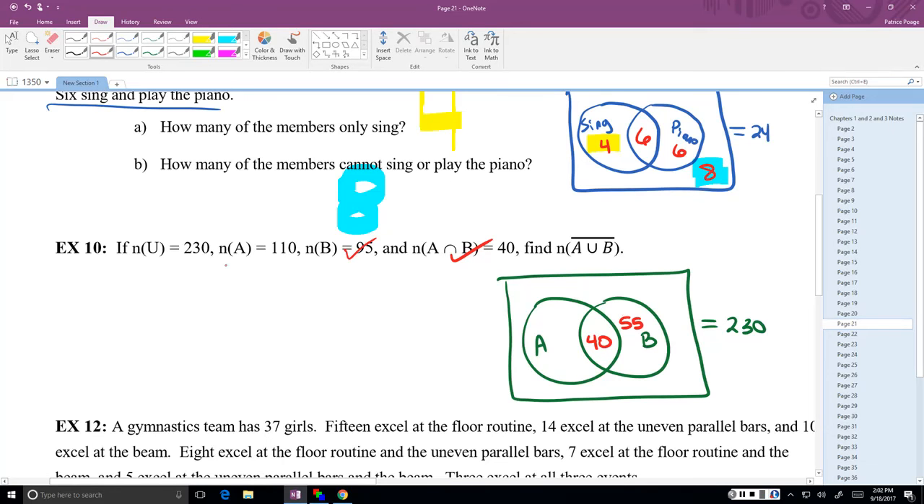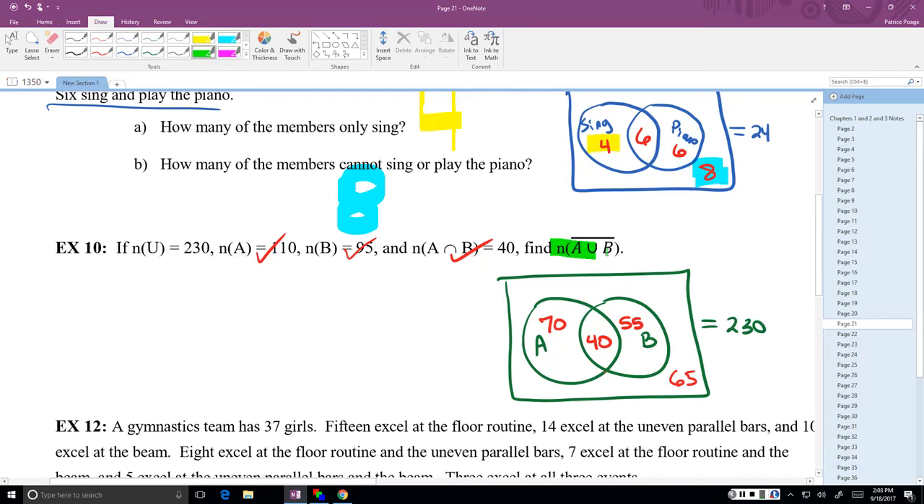All right. The number in circle A is 110. I already have 40 in there. How many does that leave? 70. And then, how did I find how many is in the universe but outside the circle? Add them up, subtract from 230, and you would get 65.